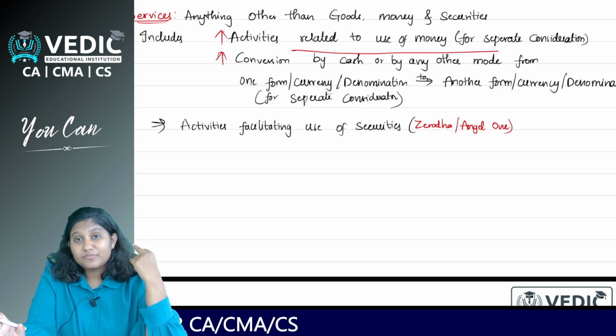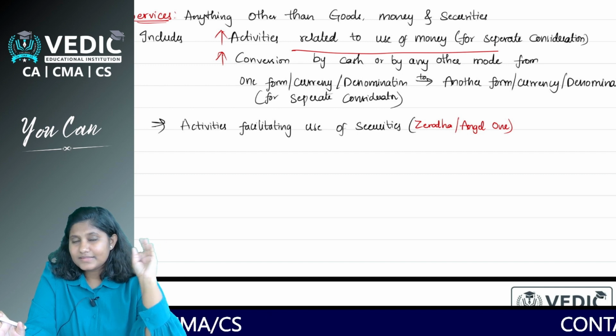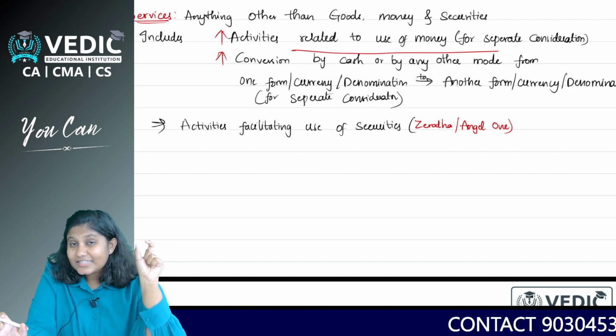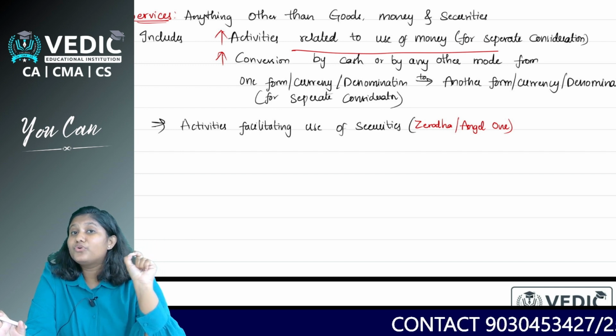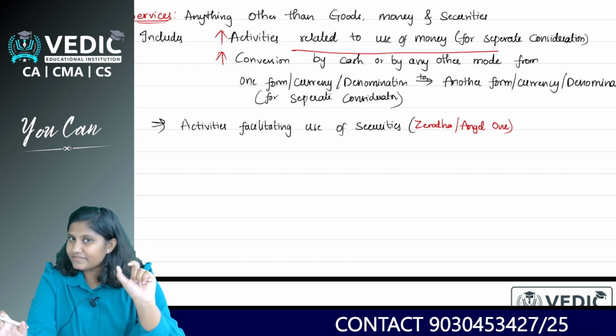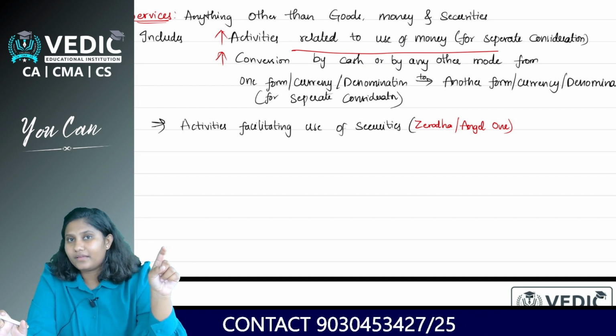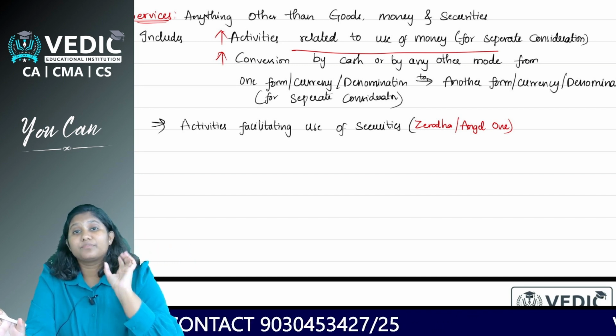Now we have to learn about supply. Supply is the base for GST, because GST is a tax charged on supply of goods or services. Goods and services are there, but when will GST be charged? When there is a supply of goods or services or both.